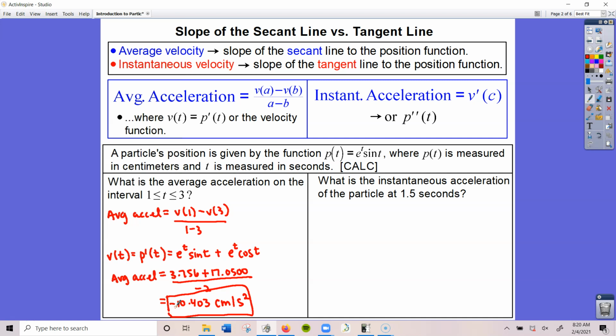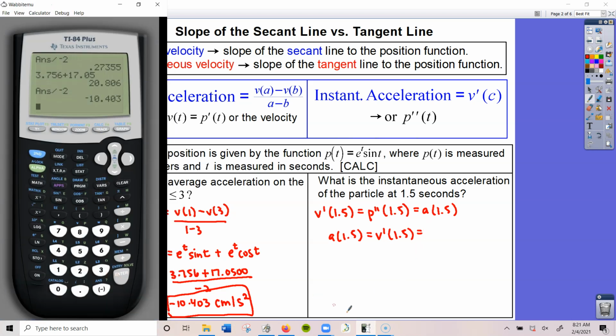Now, what is the instantaneous acceleration of the particle at 1.5 seconds? That means that the instantaneous acceleration is v prime of 1.5, which is the same thing as p double prime of 1.5. That's a of t, so a of 1.5. To find a of 1.5, what we have done here on the graph is we graphed the velocity function.